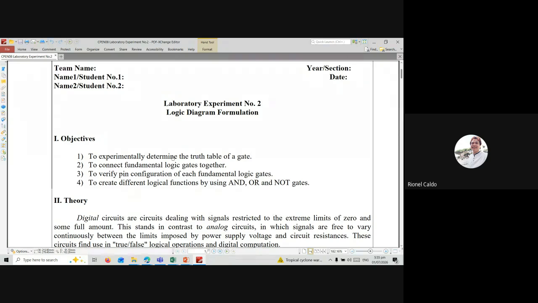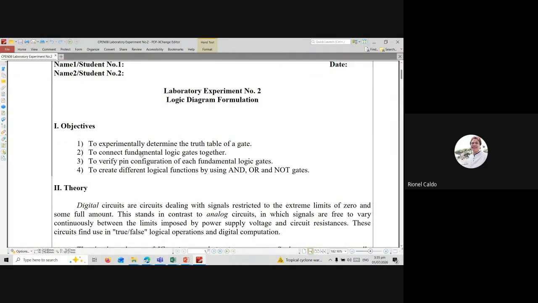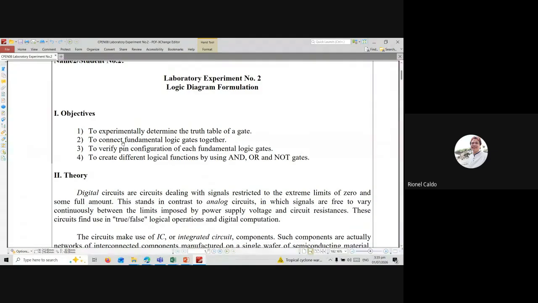Pero this time, syempre, we'll be combining na yung mga fundamental logic gates natin to come up with a combinational circuit. Kaya kailangan matutunan din natin paano mag-formulate ng truth table when combining the fundamental logic gates. And then syempre, we'll be connecting the fundamental logic gates together. Ayan. So, kukonect na natin yung AND gate, sa OR gate, sa NOT gate, depending on the Boolean equation na ibibigay ko po sa inyo.